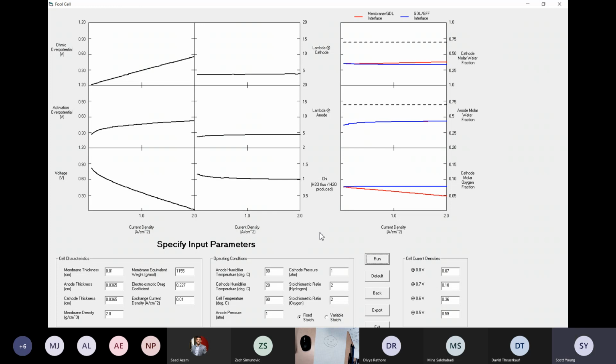You wanted to keep the thicknesses the same, right? I don't want to move the thicknesses, no. I want to make this fuel cell as best as we can do.